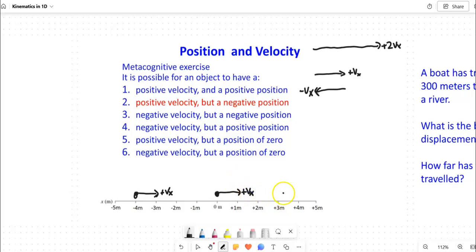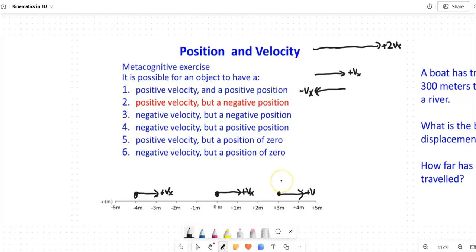And you could be moving to the right, standing here with positive positions. So the direction of that vector is independent of its position. That means you could move to the left or to the right at any point, wherever you're standing on this scale or number line. Okay?